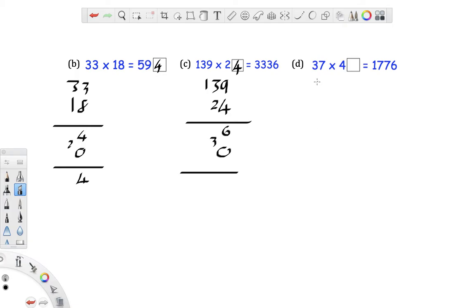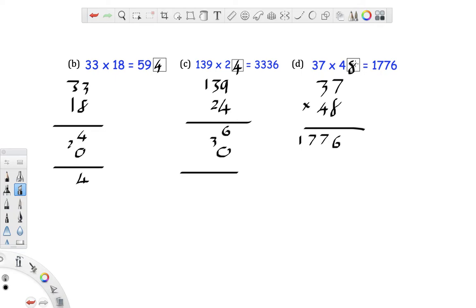And then the final one, so 37 times by 40 something, so times by 40 something is going to give us 1,776. So what have we got to times by 7 to get 6? Well, that must be an 8, because 7 times 8 is 56, so it must be an 8.